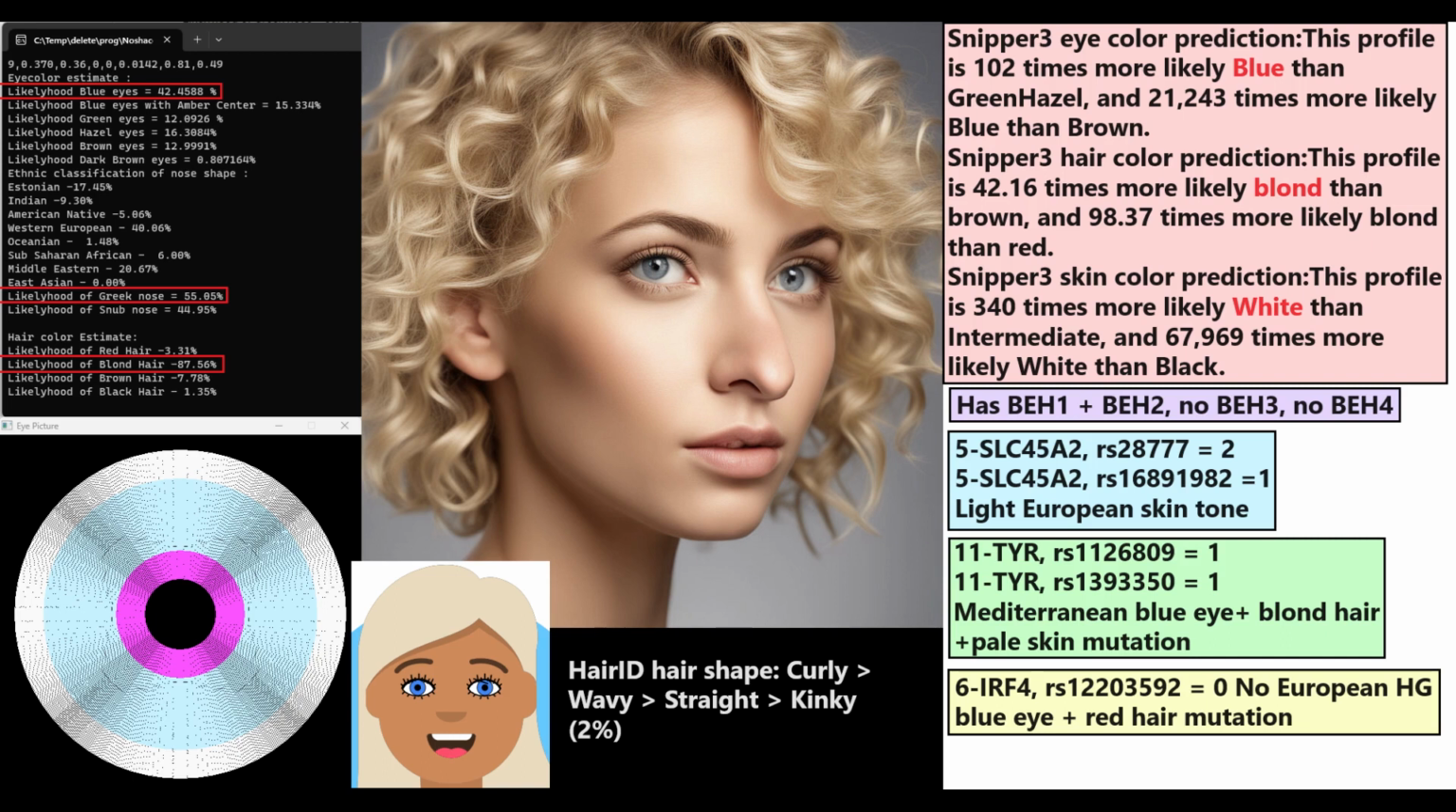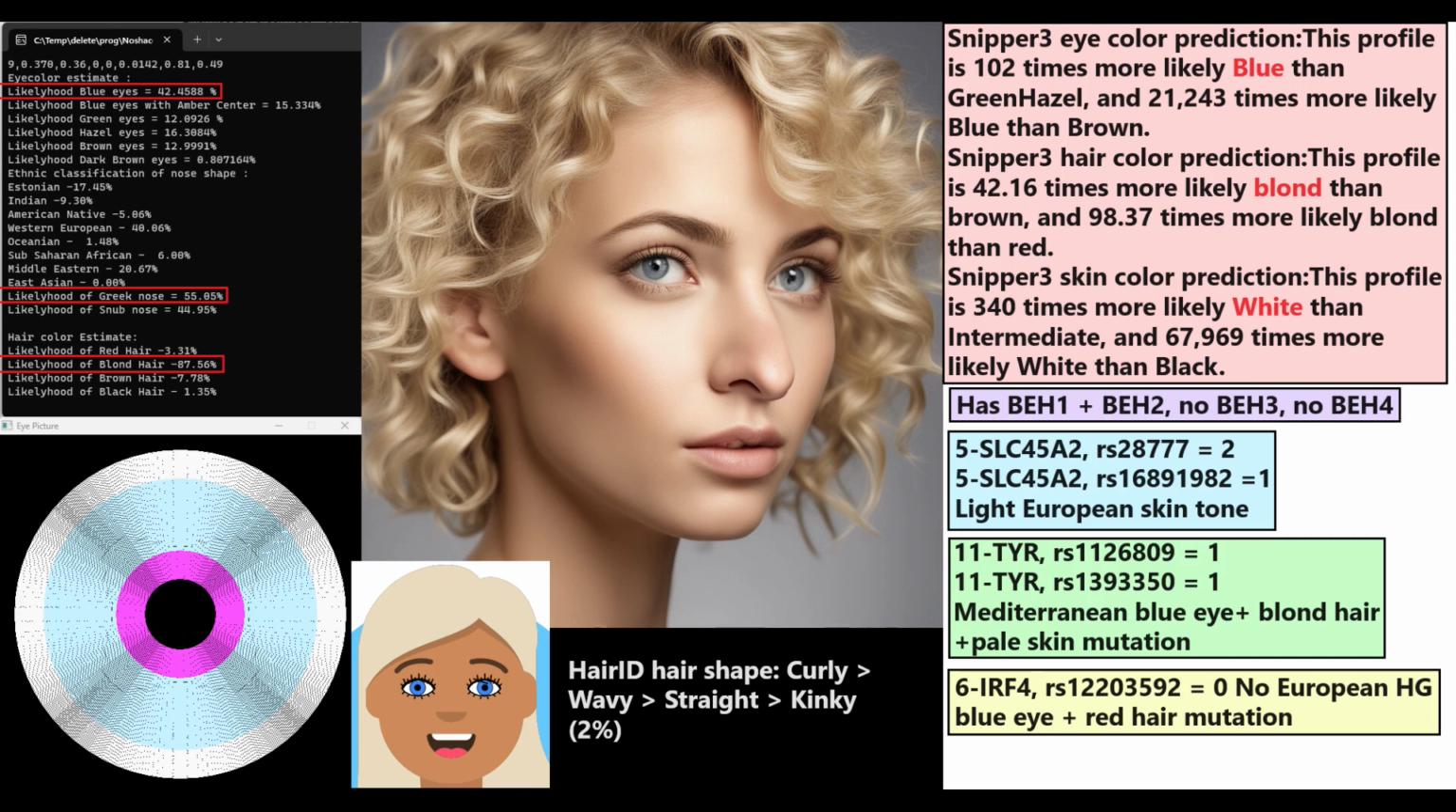She's predicted to have blue eyes, Greek shaped nose, and blonde hair. With Snipper free, she's also predicted to have blue eyes, blonde hair, and white skin. She's got blue eye haplotype 1 and blue eye haplotype 2, does not have BEH3 or BEH4. She's got some genotypes for light European skin tone. She's also got this very interesting genotype in the TIR gene for blue eye and blonde hair, but this is most typical in Mediterranean people, so it's interesting that she's got this genotype here, and she does not have the European hunter-gatherer blue eye and red hair mutation. I just decided to write that here, even though I didn't write it for the previous individual.